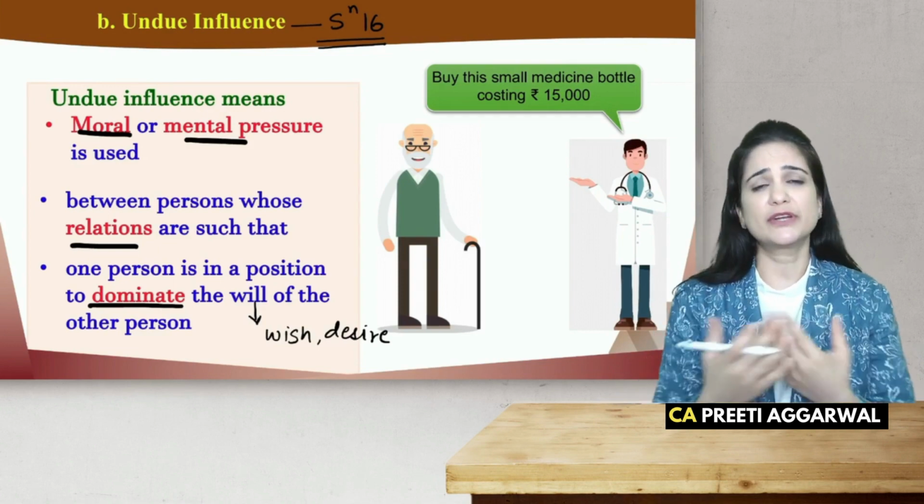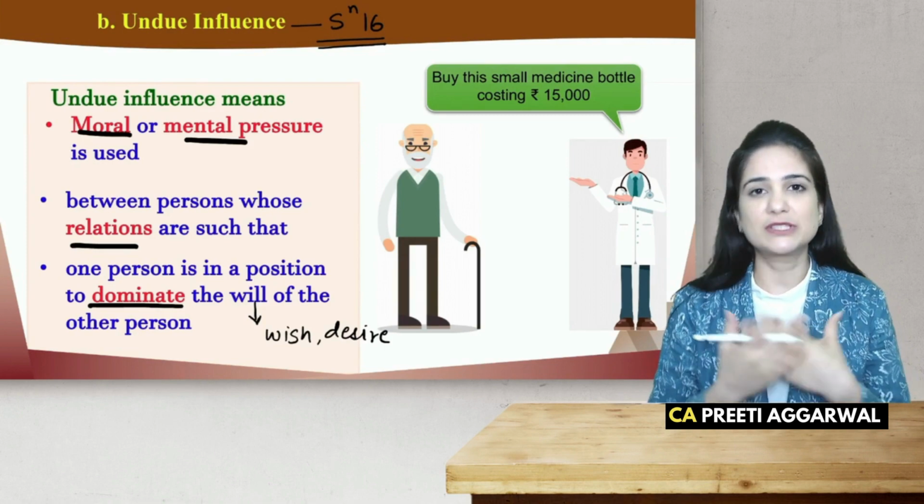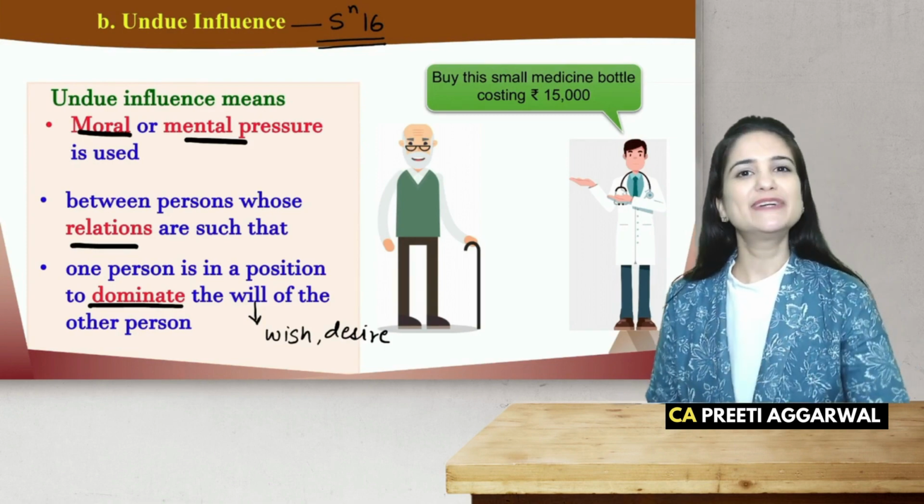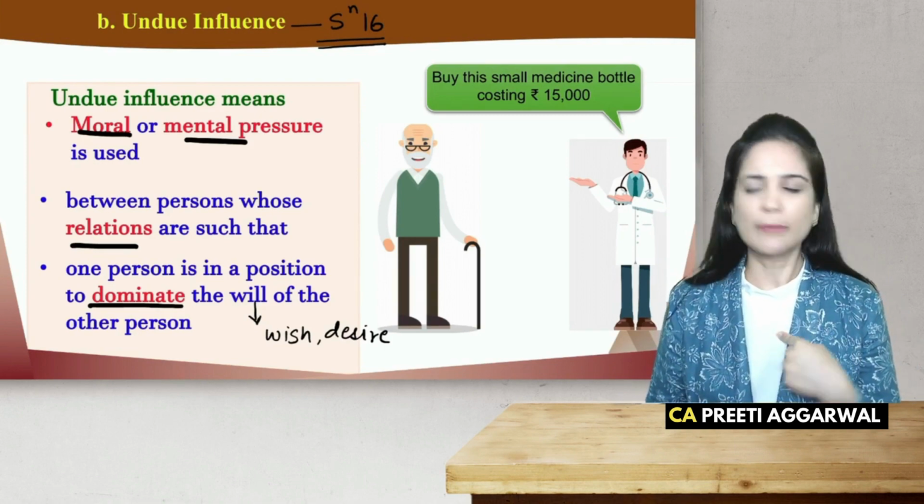No, the relation is such that we tend to get influenced by the dominating party. Teacher, student. Always remember, teacher is dominating. No further discussion.